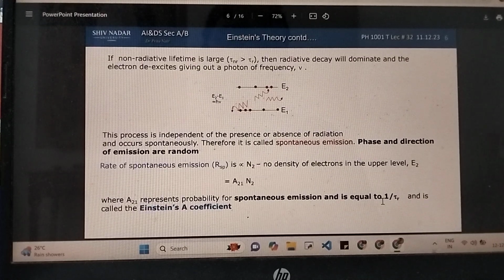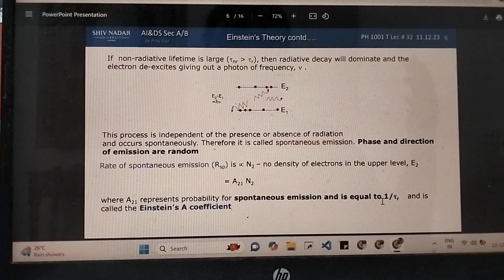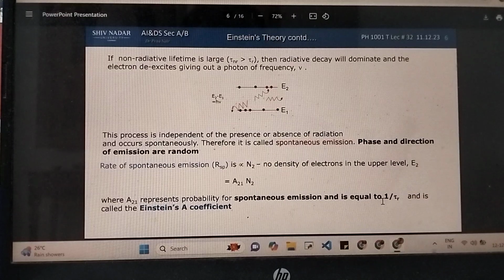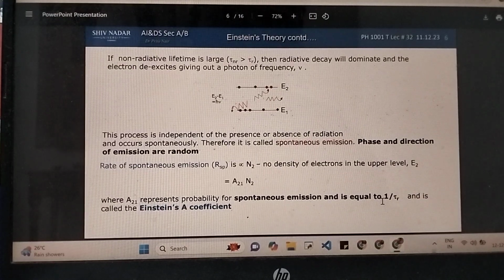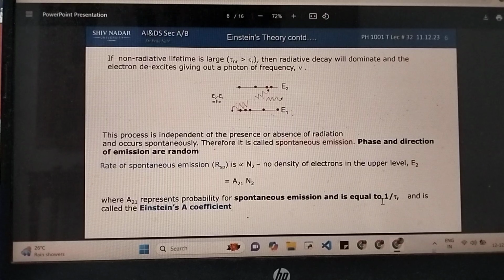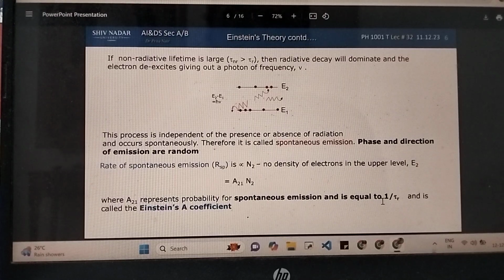Now we were looking at what happens once an electron has moved to a higher energy level. We saw that emission can be either radiative or non-radiative. Now we are going to look at those two phenomena separately. We first look at spontaneous emission.